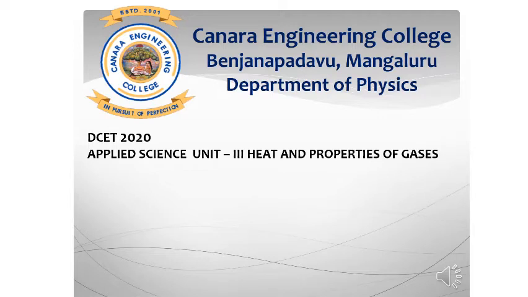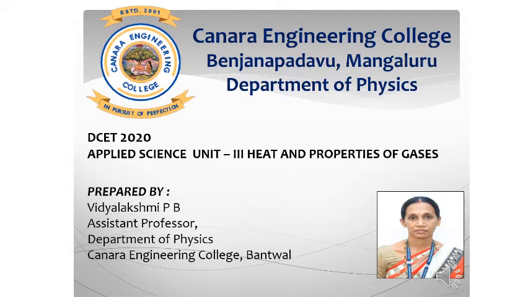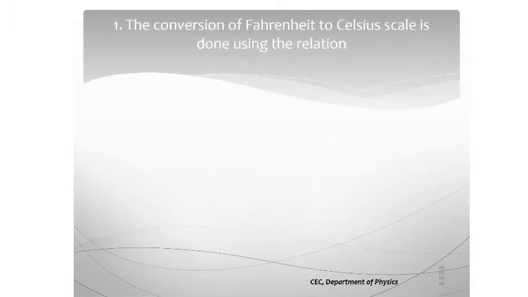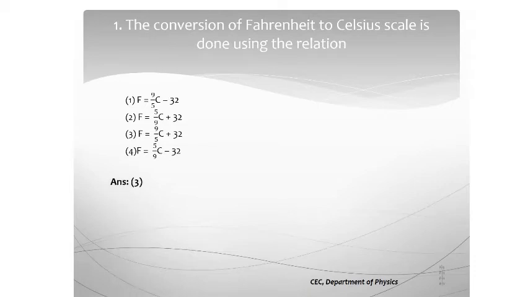Multiple choice questions from third unit, heat and properties of gases. First one, the conversion of Fahrenheit to Celsius scale is done using the relation: F is equal to 9 by 5C minus 32, F is equal to 5 by 9C plus 32, F is equal to 9 by 5C plus 32, F is equal to 5 by 9C minus 32. Answer 3. F is equal to 9 by 5C plus 32.